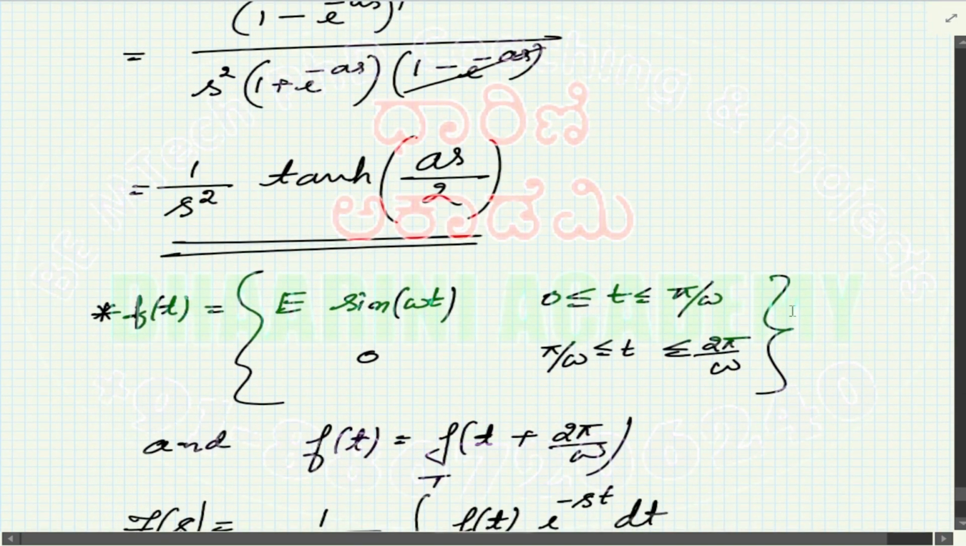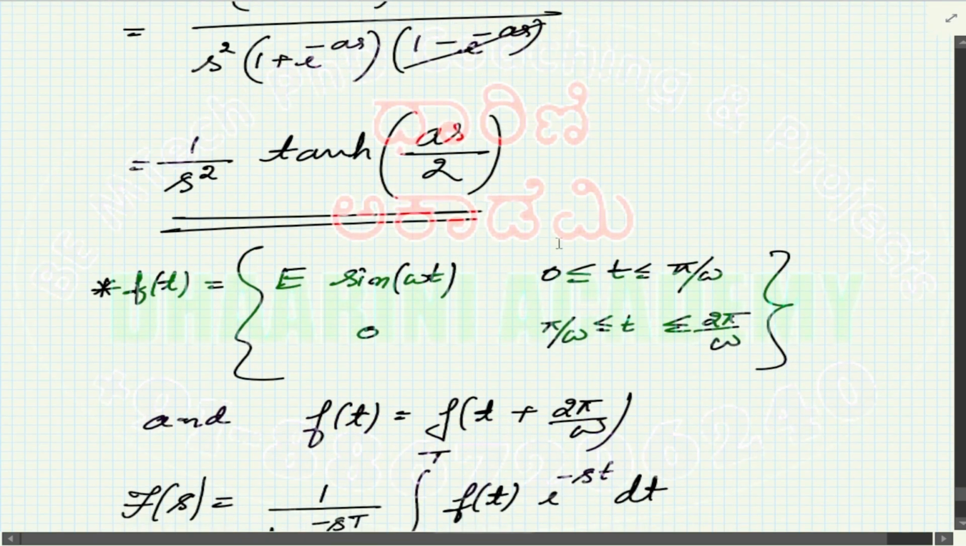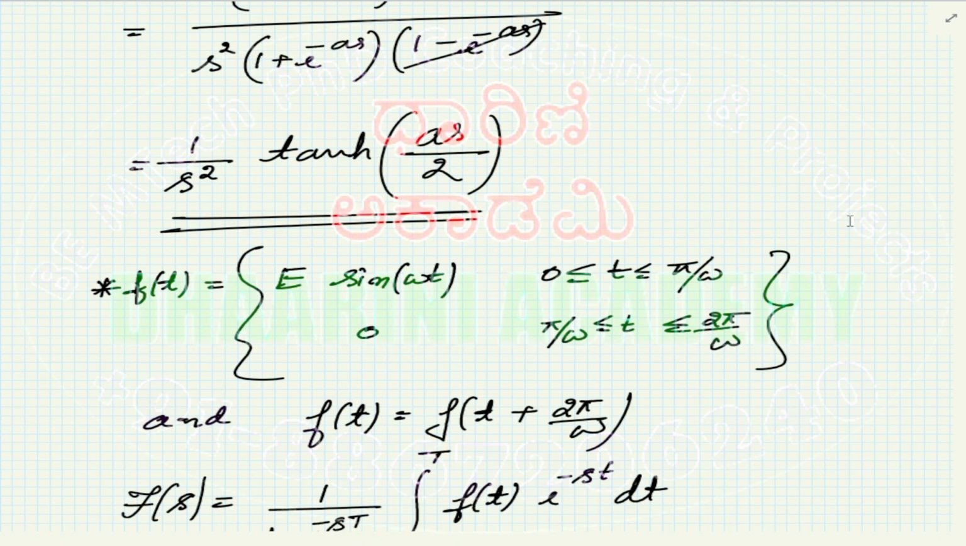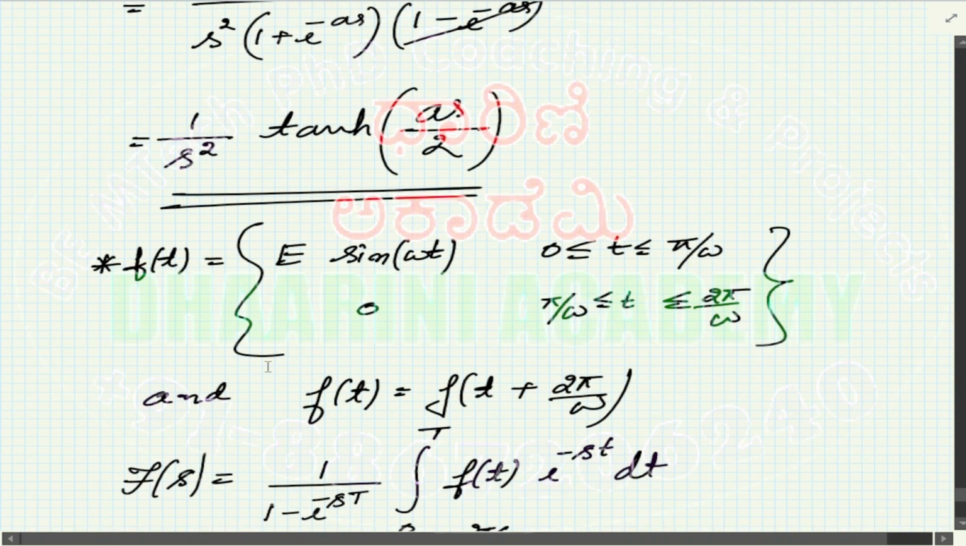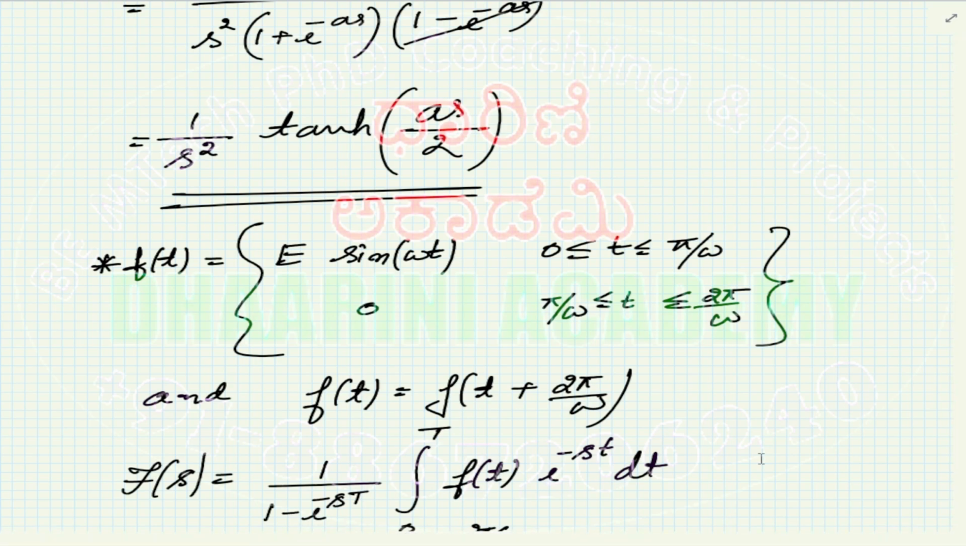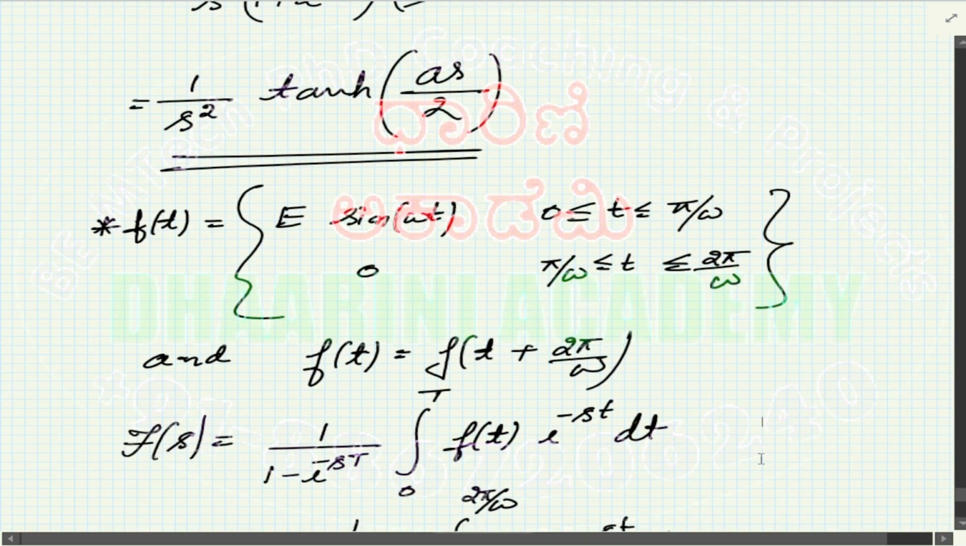We have a few more problems left over. Please tell me one question. f of t is e sine omega t for this range, 0 to T. So this is also given saying that it is periodic. Correct. Only that has to be done.